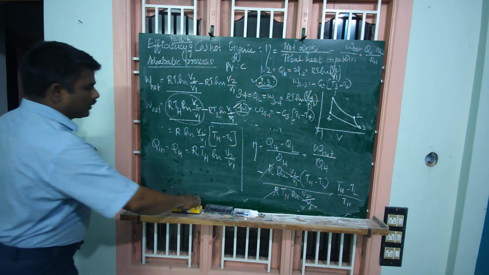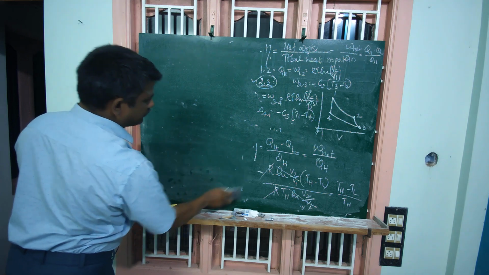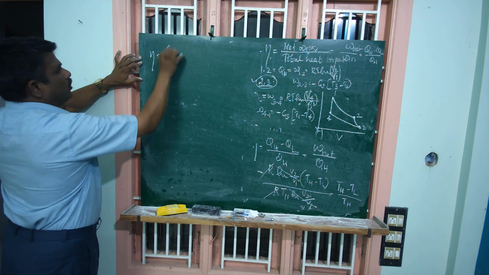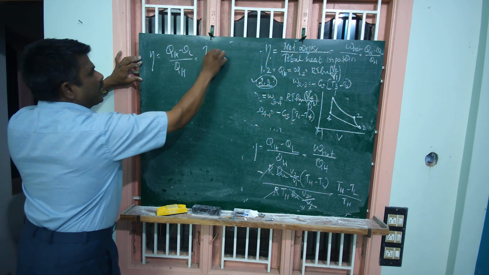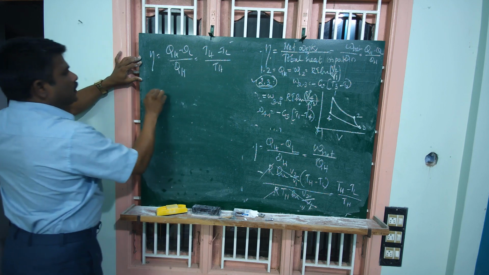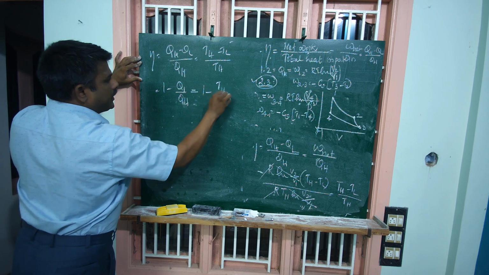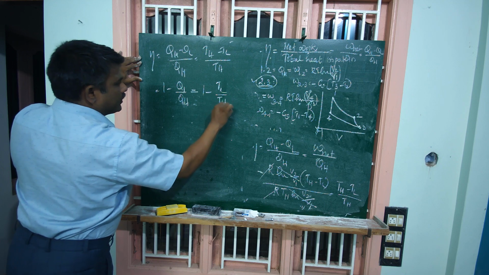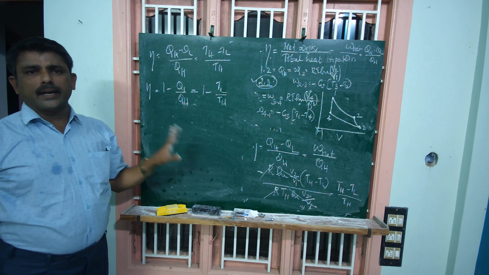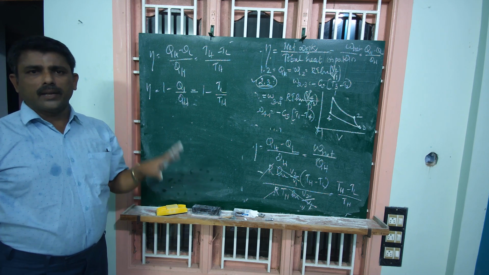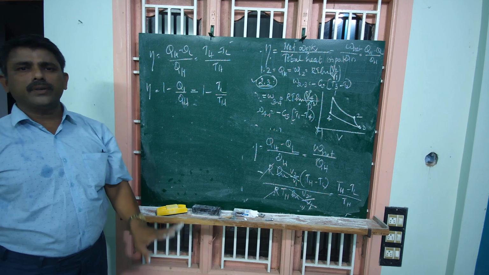Clear? The final form is efficiency equal to (QH minus QL) divided by QH, equal to (TH minus TL) divided by TH. That is equal to 1 minus QL by QH, equal to 1 minus TL by TH. This is the efficiency of the Carnot engine. If it is a reversible engine, it will be less than 100%. This is the theorem: an irreversible engine working between two thermal reservoirs at constant temperature always has less efficiency than that of the reversible engine.